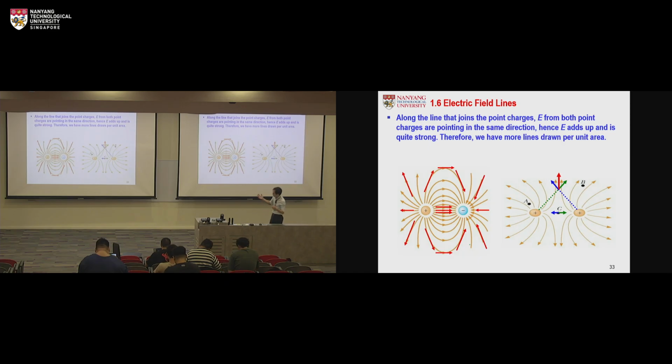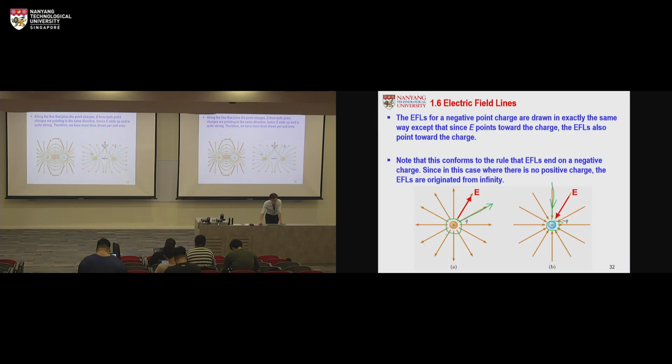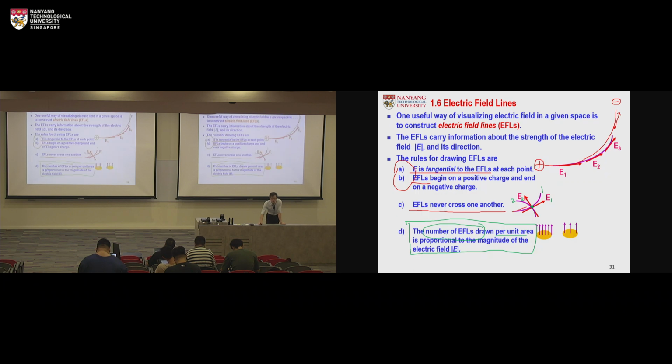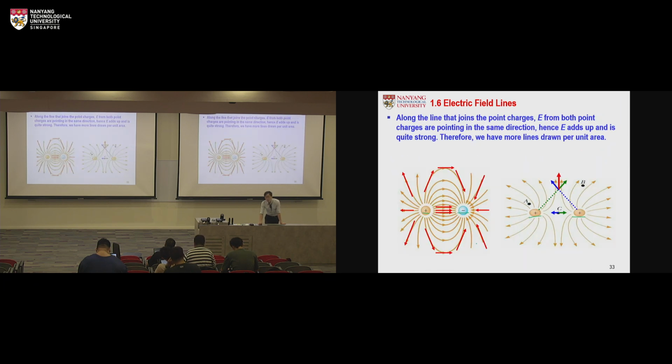And similarly, we can construct the electrical field lines for 2 charges, whether these 2 charges have the same polarity, positive, positive, or opposite polarity, 1 positive, 1 negative. So you can see basically these 4 rules must all be fulfilled simultaneously at any point.